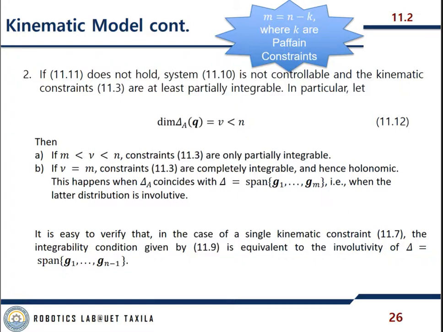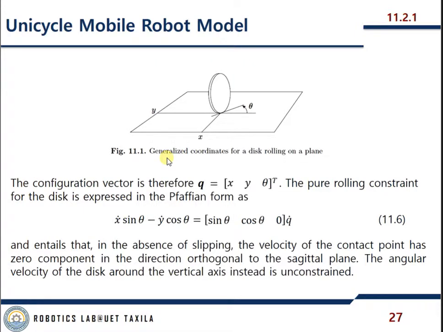Let's go further. This is a unicycle mobile robot model. The configuration vector is q, it contains x, y, and theta. The pure rolling constraint for the disk is expressed in the Pfaffian form as x dot sine theta minus y dot cos theta equals 0. So it is in the form of the row vector sine theta, minus cos theta, 0, multiplied with x dot, y dot, and theta dot, and it is equal to 0.